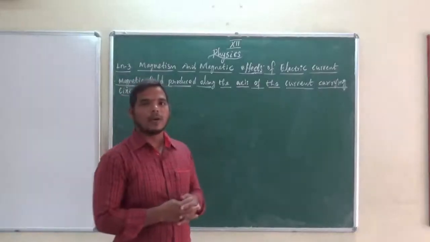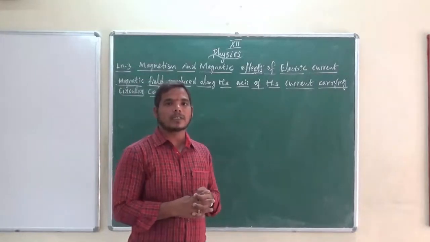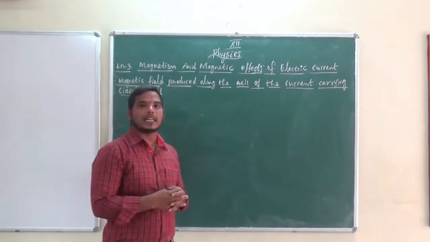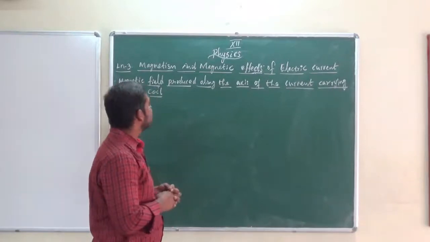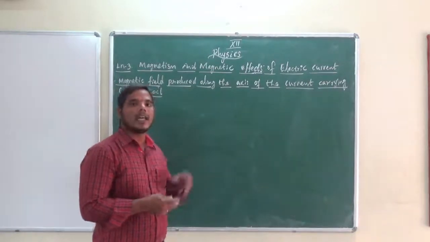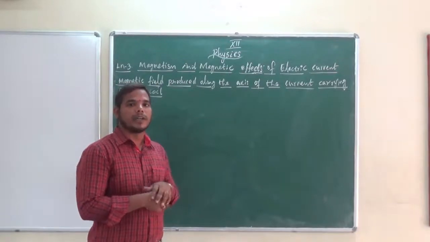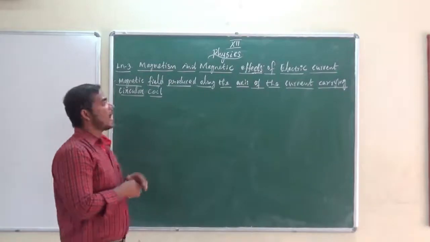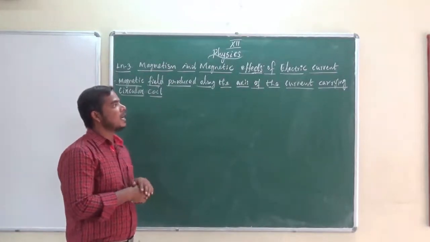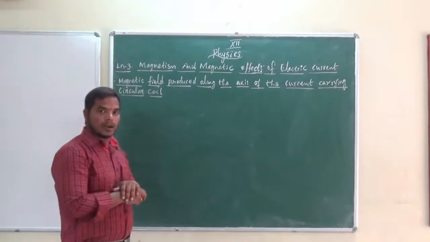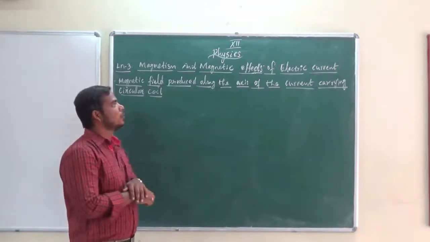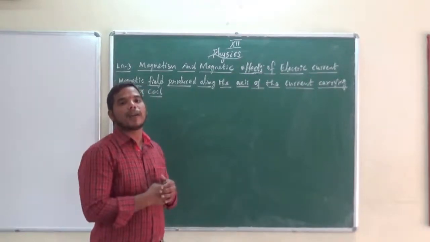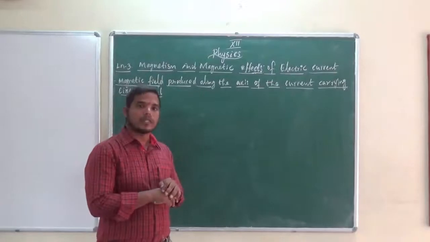Today we are going to discuss lesson 3, magnetism and magnetic effect of electric current. In this lesson we have discussed so many topics, isn't it? Today we are going to discuss a new topic: magnetic field produced along the axis of the current carrying circular coil. This is a very important 5-mark question and also a problem based question.